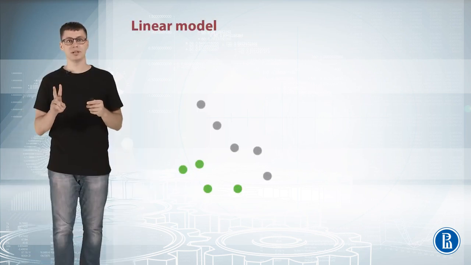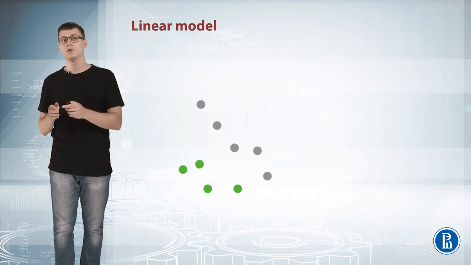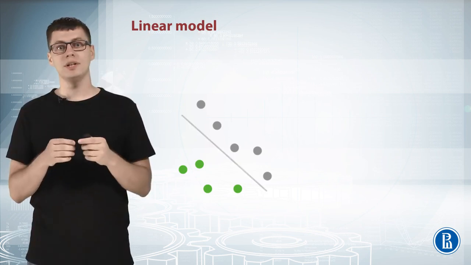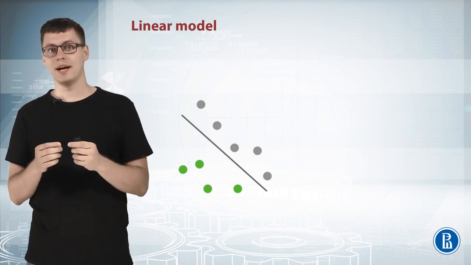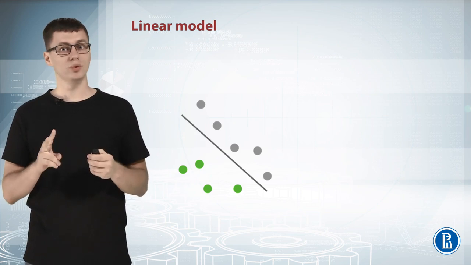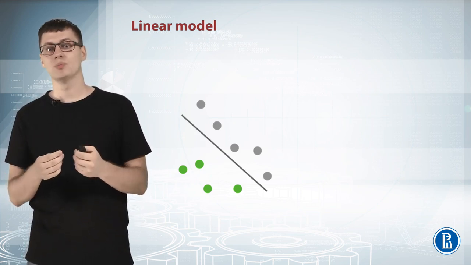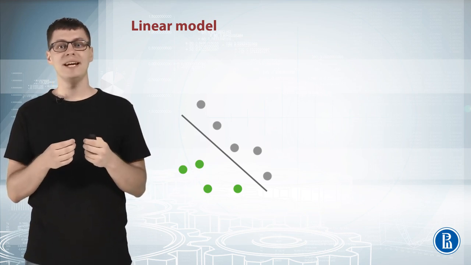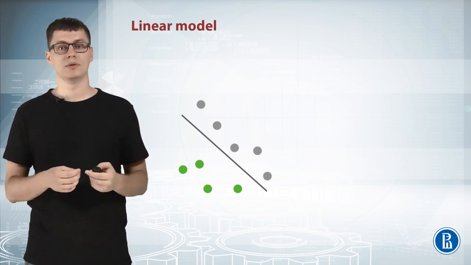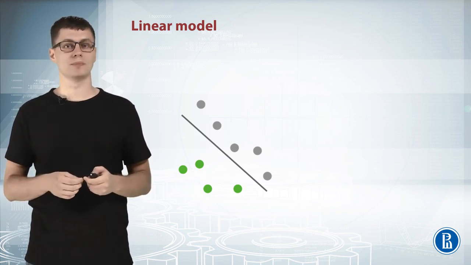Imagine that we have two sets of points. Gray points belong to one class and green ones to another. It's very intuitive to separate them with a line. In this case, it's quite simple to do, since we have only two-dimensional points, but this approach can be generalized for a high-dimensional space. This is the main idea behind linear models. They try to separate objects with a plane, which divides space into two parts.